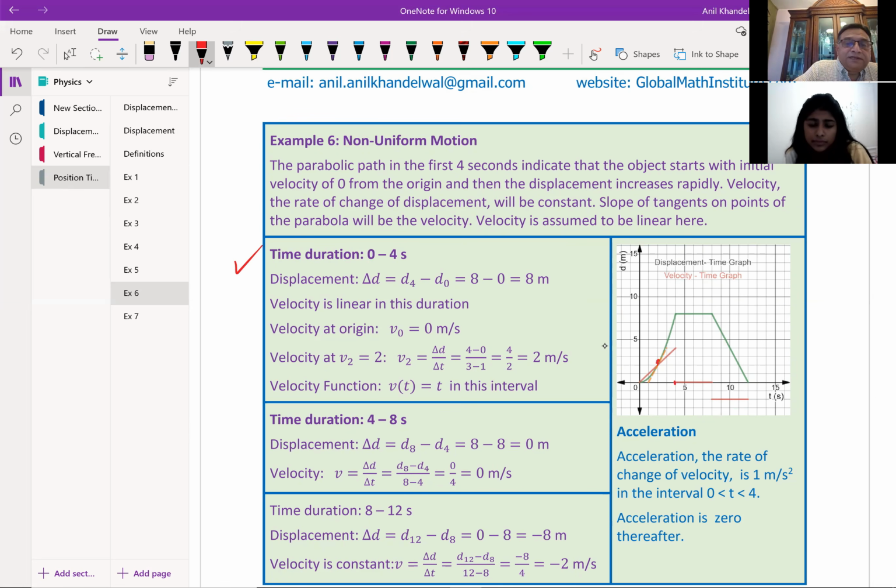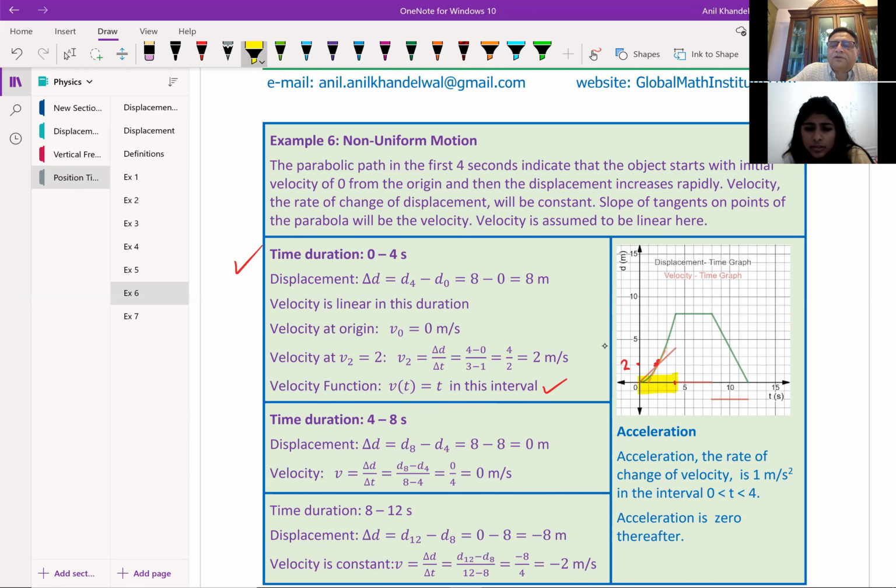Velocity is linear in this. At origin, it is 0. V2, which is displacement over change in time. In this case, we are checking at t equals 2. So 4 divided by 2 is 2 meters per second. So I marked a point at 2, right? This is my scale at 2, right? Connecting 0 to 2, I get my velocity time graph for this interval, which is from 0 to 4 seconds. Perfect. Others are known to me.